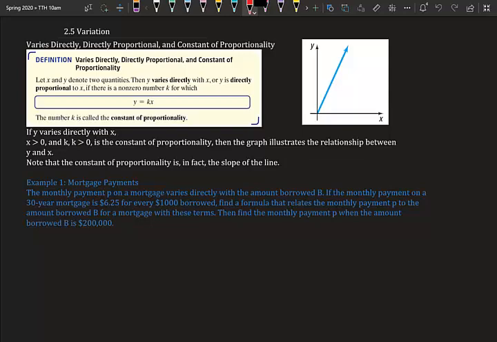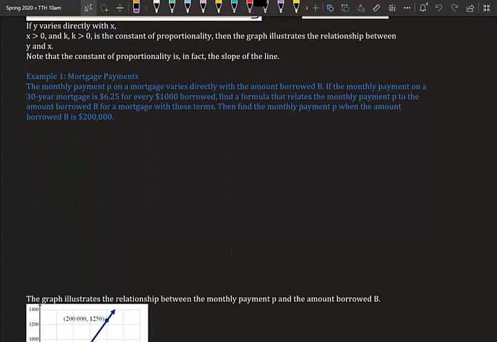All right, mortgage payments. So what do we use variation for? Well, a lot of math revolves around money. The monthly payment P on a mortgage varies directly with the amount borrowed B. If the monthly payment on a 30-year mortgage is $6.25 for every $1,000 borrowed, find the formula that relates the monthly payment P to the amount borrowed B for a mortgage with these terms. Then find the monthly payment P when the amount borrowed B is $200,000. That is a lot. That's okay.